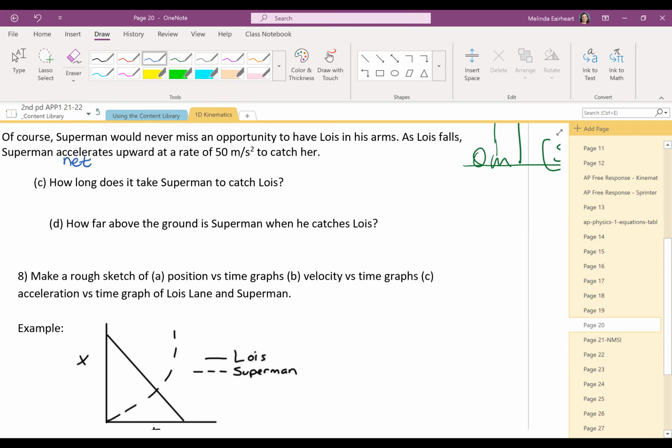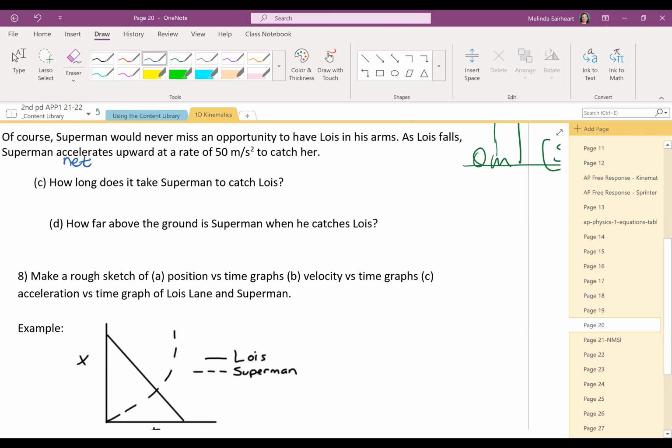Okay, but that's going to be a net acceleration. So don't do anything with the 50. Don't add 10, subtract 10, don't do anything. He is not in free fall. He's Superman, right? Okay. How long does it take Superman to catch Lois, and how far above the ground does it happen? Don't assume halfway unless told otherwise. Hint, hint, page 19, it says halfway. So you can do halfway here, but don't assume 300 meters, okay?